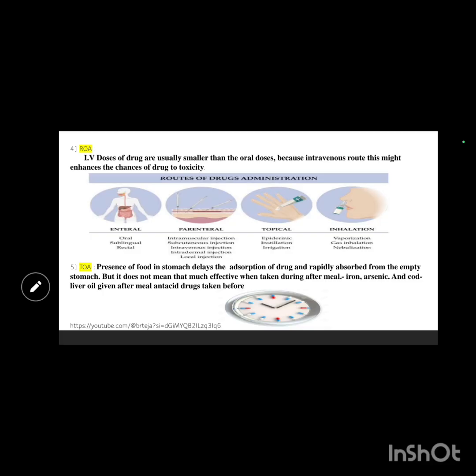Next, times of administration. The presence of food in the stomach delays the absorption of a drug that is rapidly absorbed from an empty stomach, but it does not mean the drug is less effective when taken after a meal. Iron, arsenic, and cod liver oil should be given after meals. Antacid drugs are taken before meals. Food affects drug metabolism inside the body, depending on what food is in the stomach.